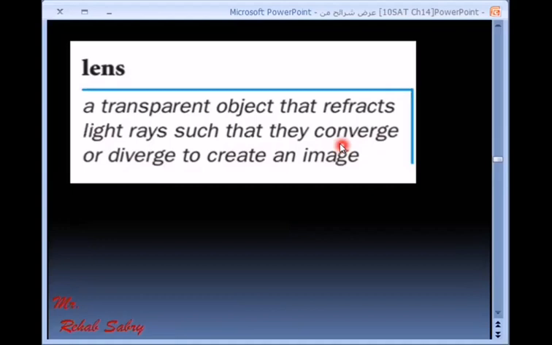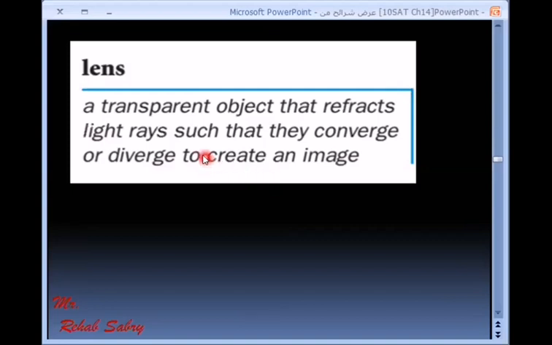So the image will be real. If they diverge, the rays can never meet each other because they are going far from each other. So will an image be formed here? Yes, but by what? By the extensions. Excellent. Whenever the image is formed by the extension, it's called a virtual image.